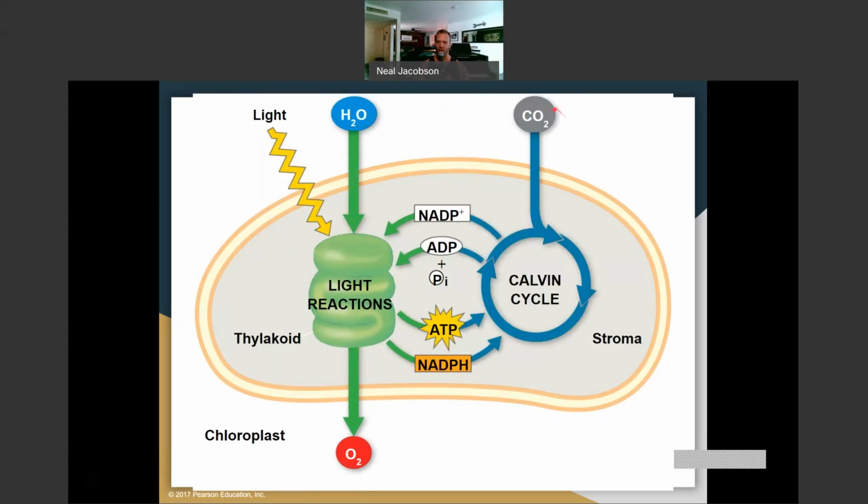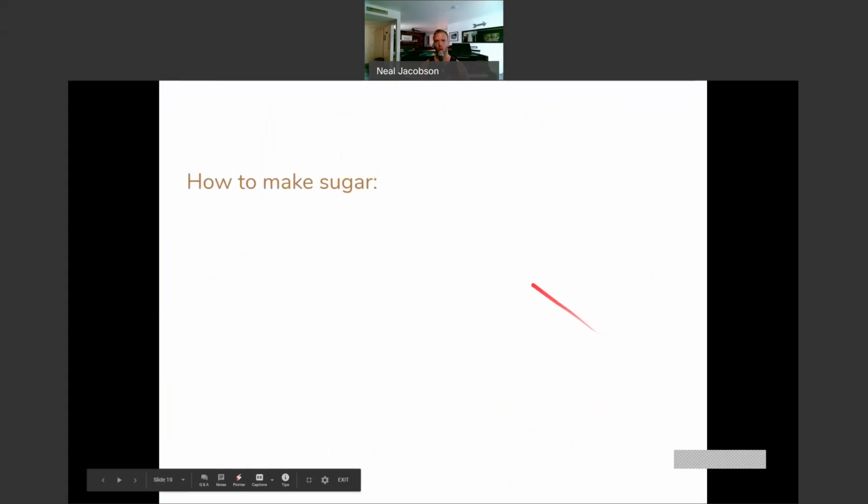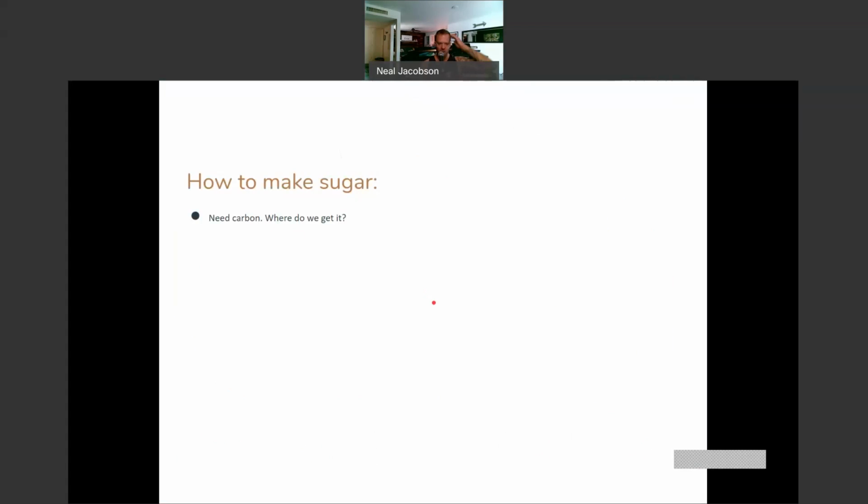dioxide out of the atmosphere, puts a bunch of electrons on it. So remember, if we take carbon dioxide and we reduce it, we can turn it into a sugar. And that's what the Calvin cycle is going to do. It's going to make a sugar molecule. All right, so how do we make sugar? We need carbon. Where do we get it? We're going to get carbon from carbon dioxide.